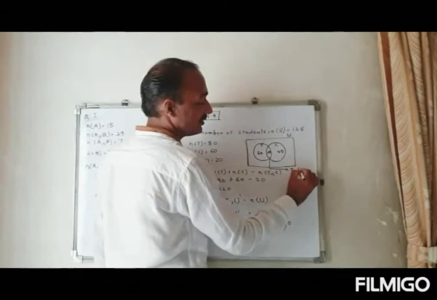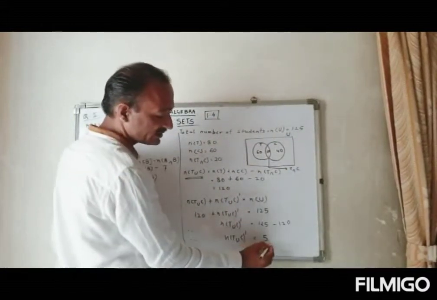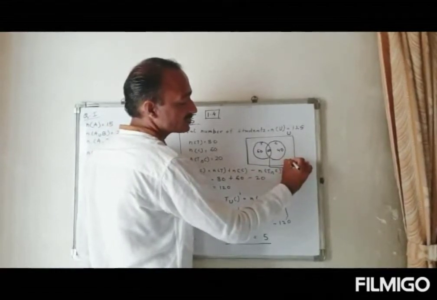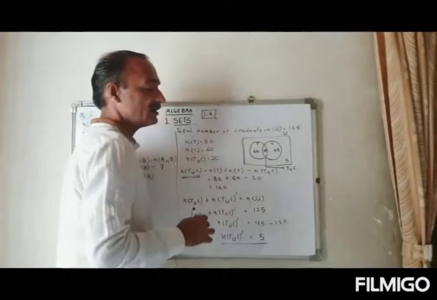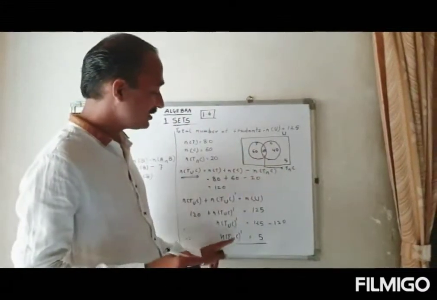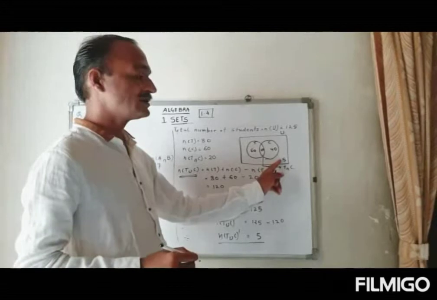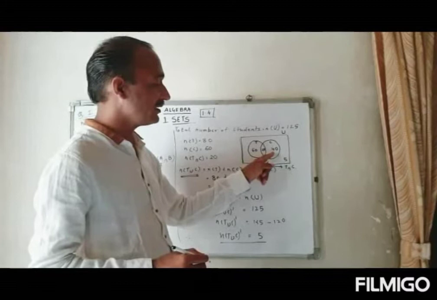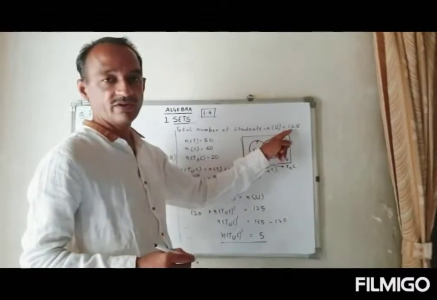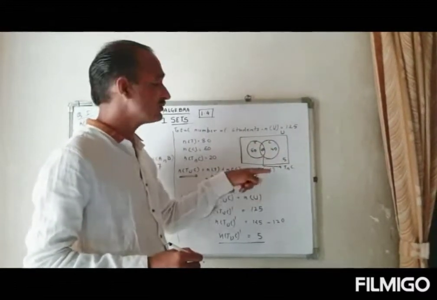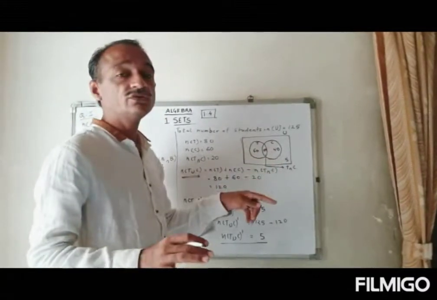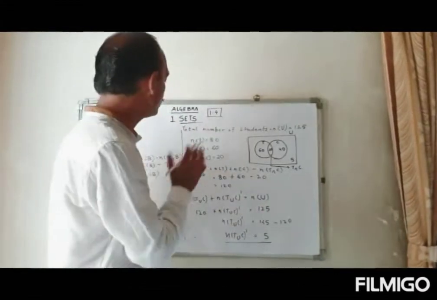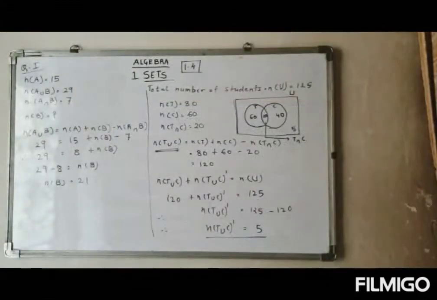Tea intersection coffee. Now what about these 5 students, as they are the complement, outside of the circles you just showed? So these are (tea union coffee) complement, means 5. Total should be 125. 60 plus 20, 80, plus 40, 120, plus 5, 125. So there are 125 students, but 5 students do not drink tea or coffee. Just go through this, then we'll go to question number 3.